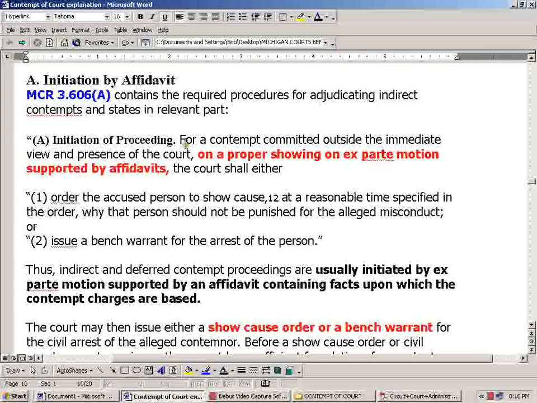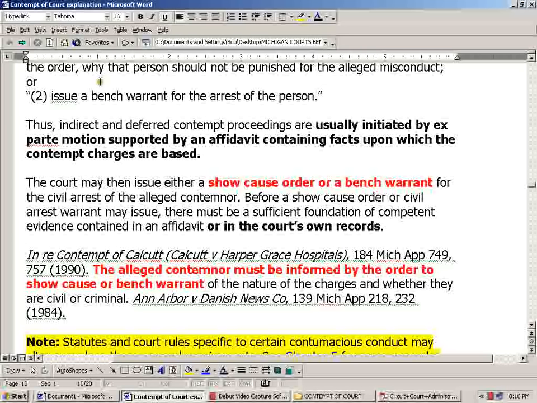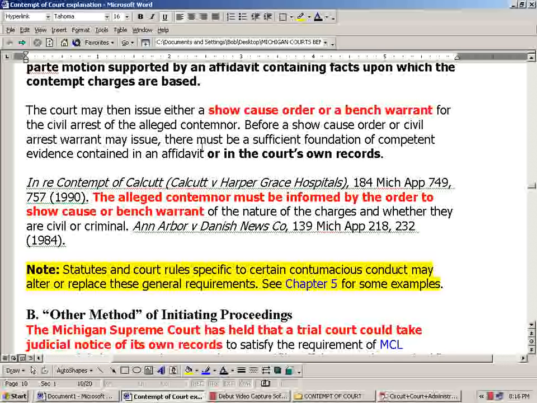Relevant parts. For contempt committed outside the immediate view and presence of the court, on proper showing of an ex parte motion supported by affidavits, the court shall either order the accused to show cause or issue a bench warrant. Thus, indirect and deferred contempt proceedings are usually initiated by ex parte motion supported by an affidavit containing the facts upon which the contempt charges are based. The court may then issue either a show cause order or a bench warrant. There's only two things it can do.